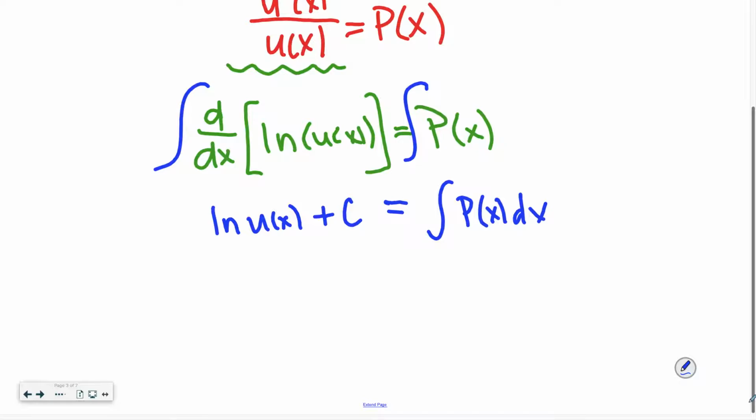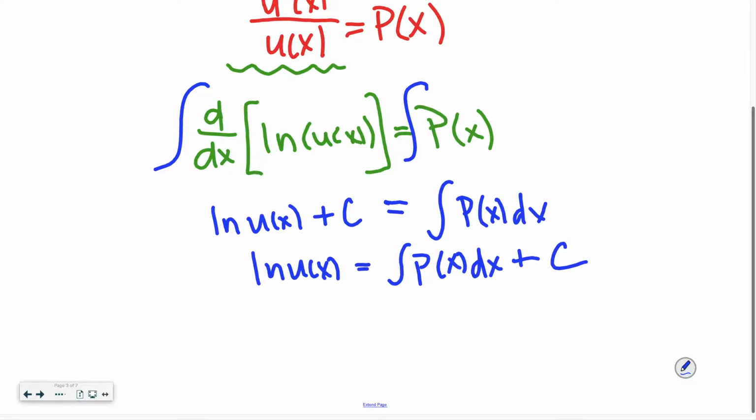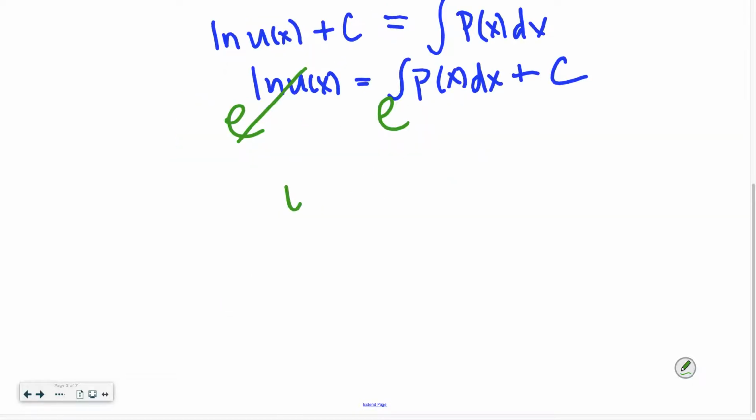We want to know what u of x is. I'm going to do this so that we can exponentiate both sides. So u of x, we know that e to something plus c is going to end up being something like this.